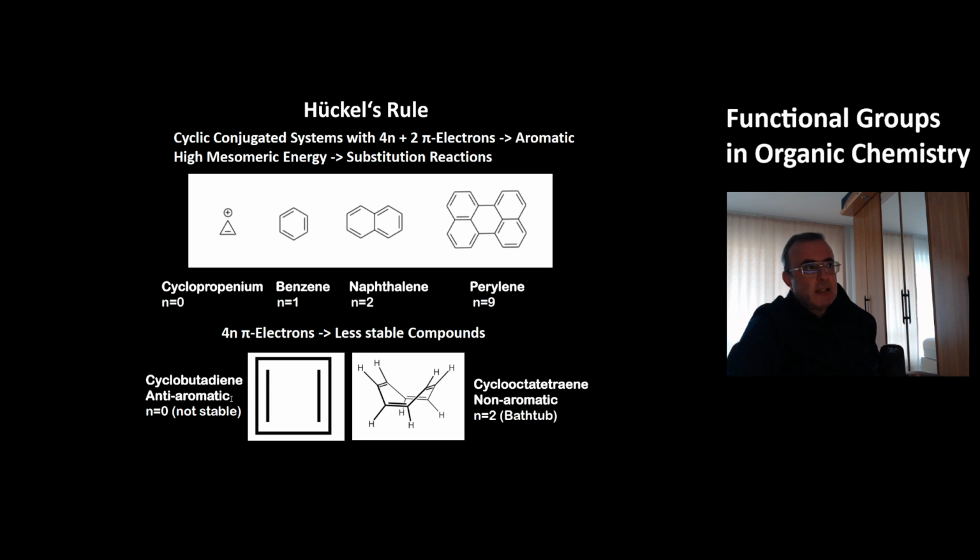Cyclobutadiene is called anti-aromatic because it has 4n pi electrons. This molecule is not stable. It will rearrange to another molecule. You can't isolate this molecule. And then you have cyclooctatetraene. This is not aromatic nor anti-aromatic, but non-aromatic because it is not flat. The pi bonds are isolated from each other. You have no conjugation, and this molecule is more stable. It is shaped like a bathtub.